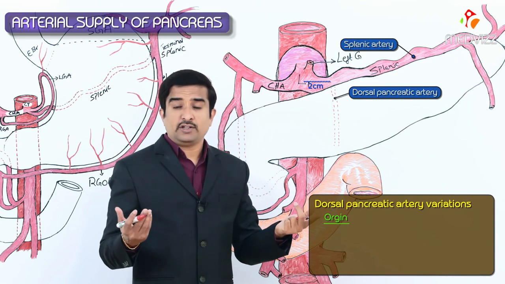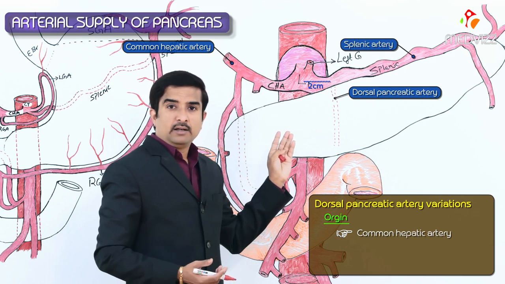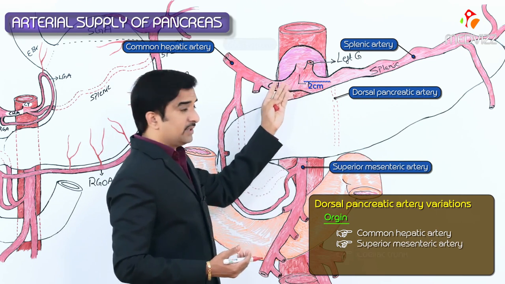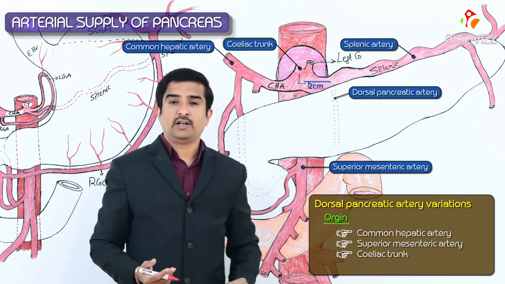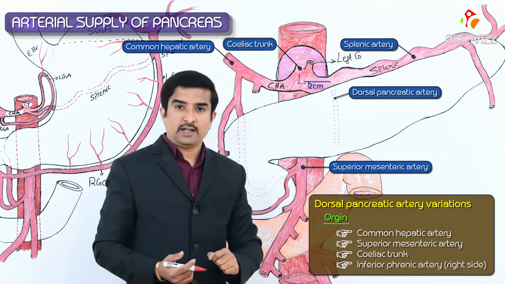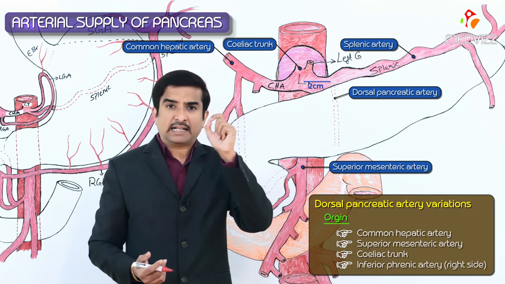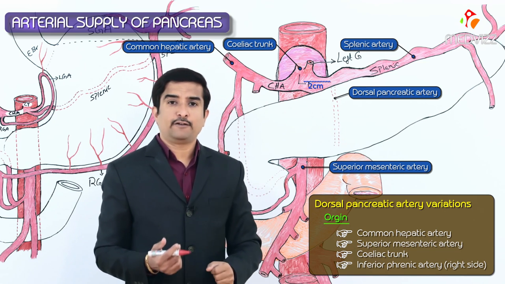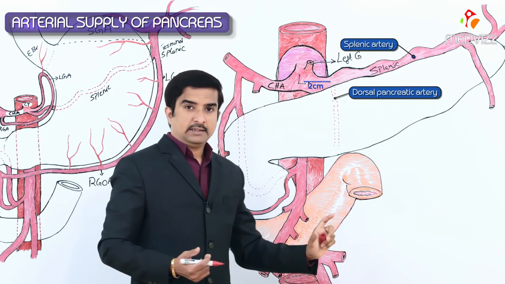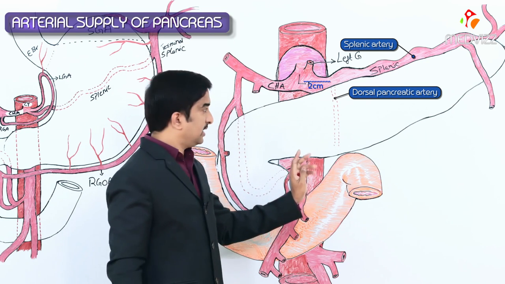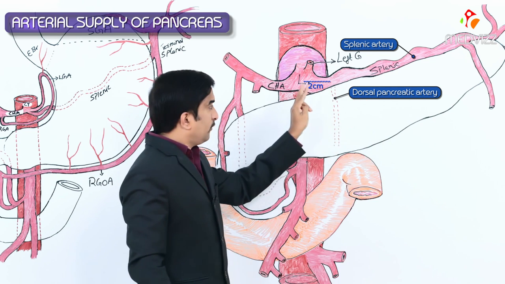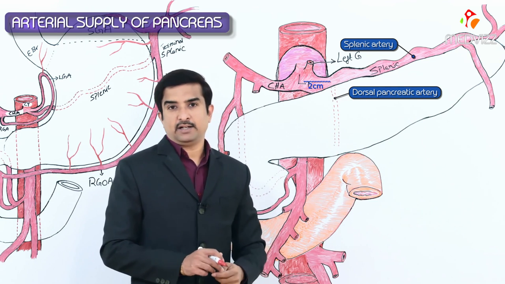Although it may take origin from the common hepatic artery, it may take origin from the superior mesenteric artery, or directly from the celiac trunk. And recent studies also say that it arises from the inferior phrenic artery, more commonly the right side of the inferior phrenic artery. So many variations are there. But when we stick to Gray's Anatomy 41st edition, we need to say that more commonly it arises from the splenic artery, that is the proximal part of the splenic artery.